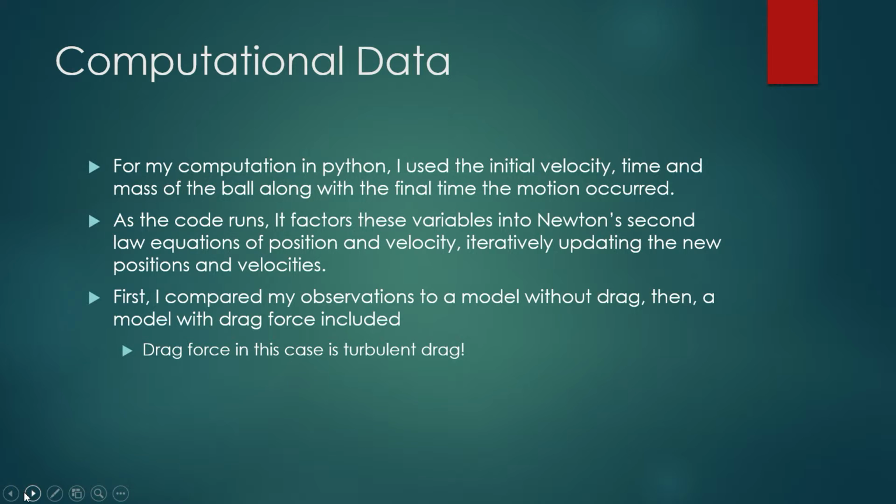So for my computation in Python, I use the initial velocity, the time, and the mass of the ball, along with the final time the motion occurred. And as the code runs, it's going to factor these variables into Newton's second law, and it's going to iteratively update the new positions and velocities. So I'm going to compare my observations to a model without drag and a model with drag force included. And drag force in this case is turbulent drag, which is a drag force that's more realistic as it includes the rotational forces or the rotational air currents that occur as the object falls.